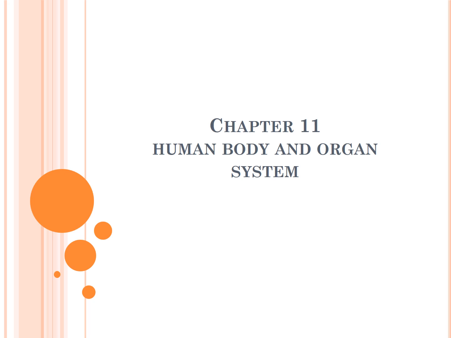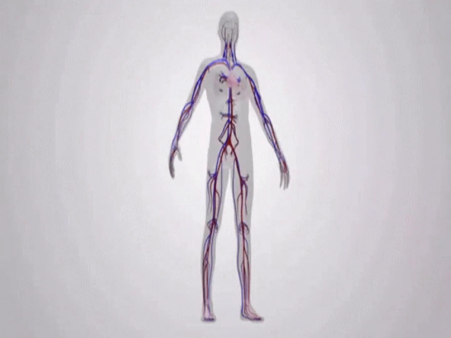Today we will continue with the second part of chapter 11, Human Body and Organ System. Today we are going to learn about the circulatory system. The circulatory system performs the function of transport of various substances like water, oxygen, nutrients through different organs in our body. This is a system that consists of the heart, blood vessels, and capillaries. So, we are going to start by learning about the heart.